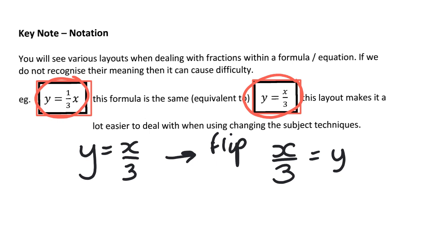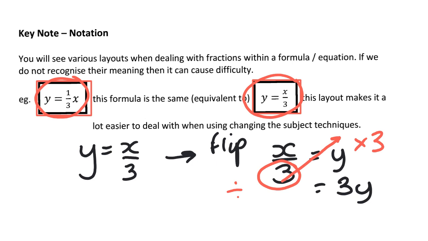Here it's a little easier to see that 3 is on the bottom, so at the minute it is dividing. So when that 3 travels to the right-hand side, the opposite operation of divide is multiply. So we're going to multiply by 3, which would then give us 3y. 3 times y is 3y, and x equals 3y, and we will have changed the subject of our formula. Now, that may seem a little bit quick to go through, but it's just a little bit of notation work that could make the next step a lot easier.